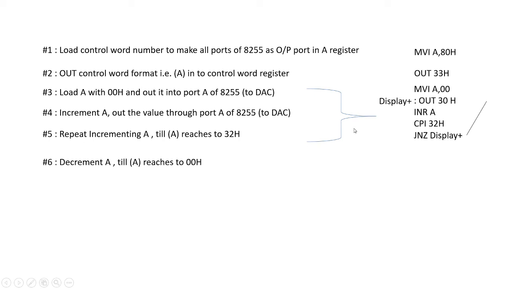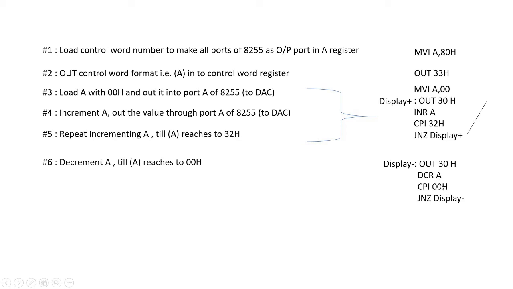Next step is, once it has reached 32H, we need to decrement the content of accumulator from 32H to 00. As I mentioned earlier, the last incremented value is not displayed through the output port. So that value we need to display first by means of this instruction, OUT 30H. Then we need to decrement the content of accumulator by means of this instruction, and we need to check whether the decrementation process has reached 00 or not.